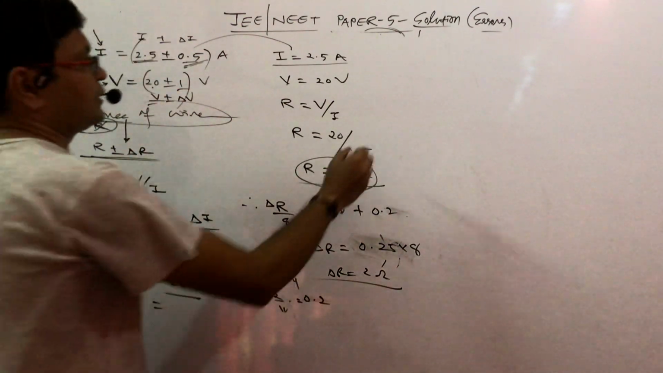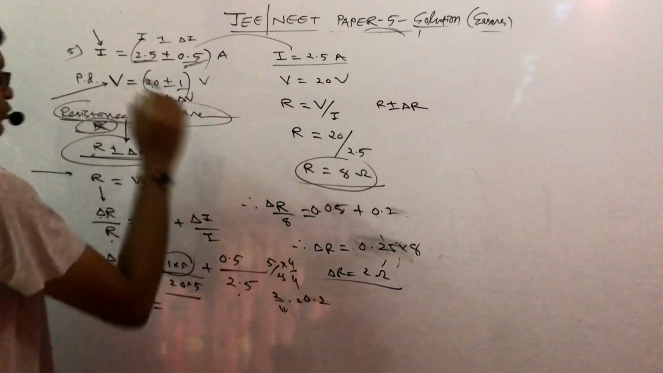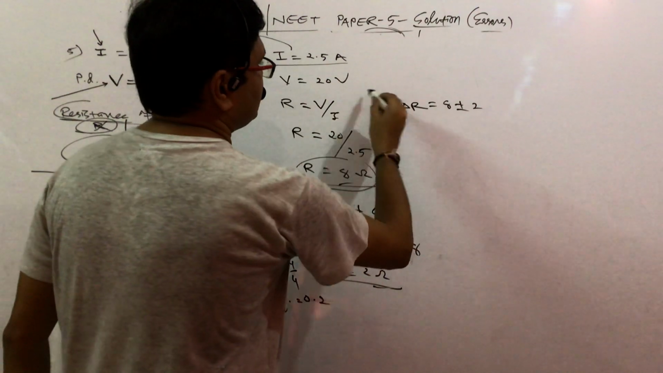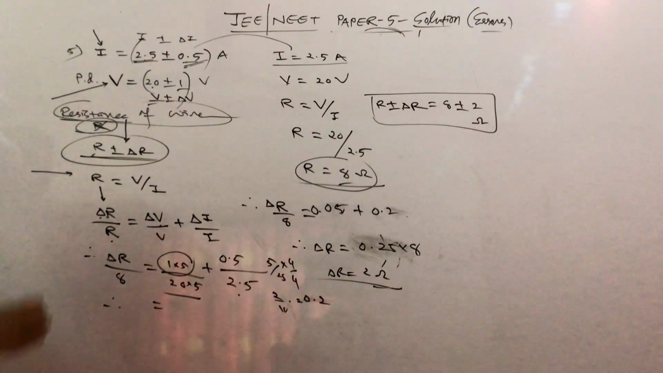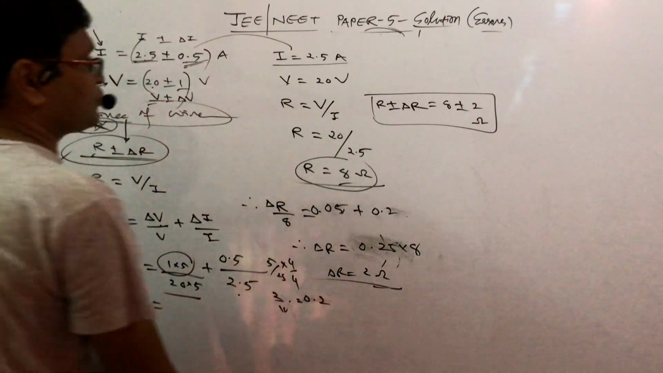So what is the final answer? R plus or minus delta R, that is your target. R we have already found 8, and delta R is plus or minus 2. So the answer of this question is 8 plus or minus 2 ohm. Very important, and we have already discussed it in our basic parts, so you can also take reference from this point.